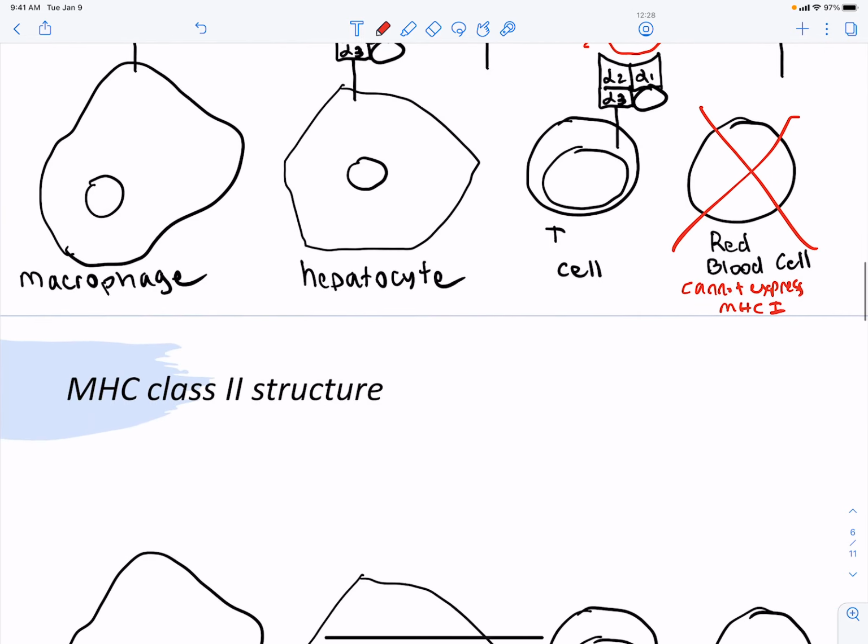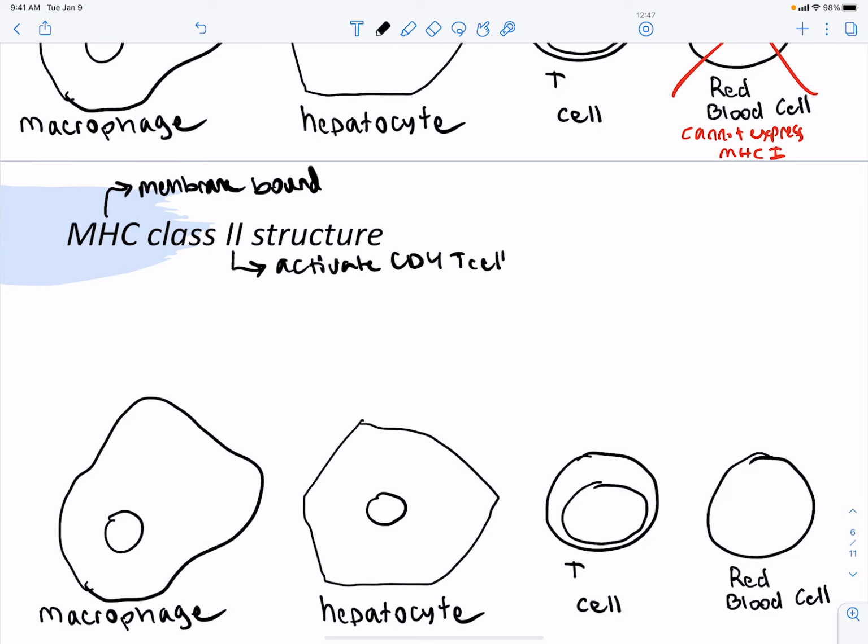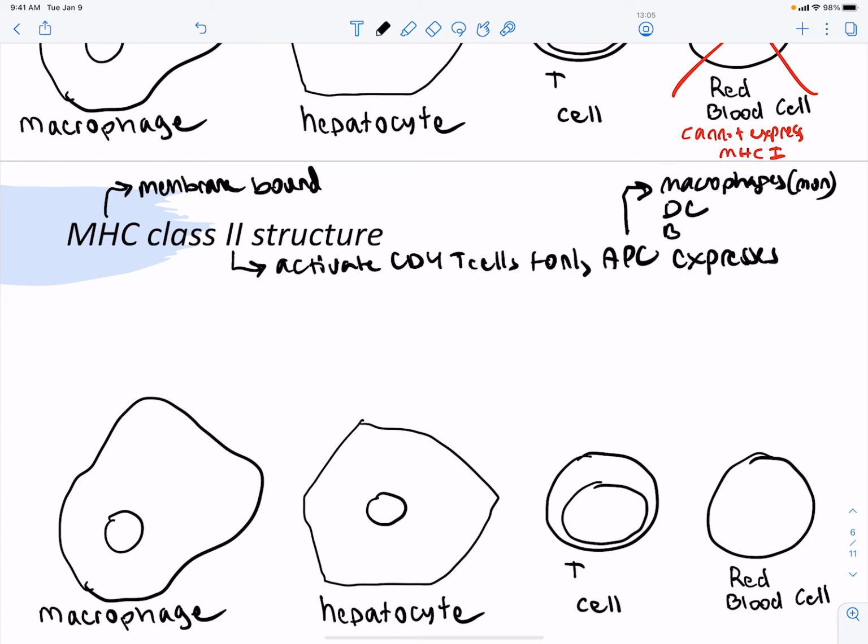Now let's look at MHC Class 2. MHC Class 2 has some of the same restrictions. It's always going to be membrane bound. This time it's going to activate CD4 T cells. And only APCs express this. And the APCs are macrophages, also monocytes, dendritic cells, and B cells.